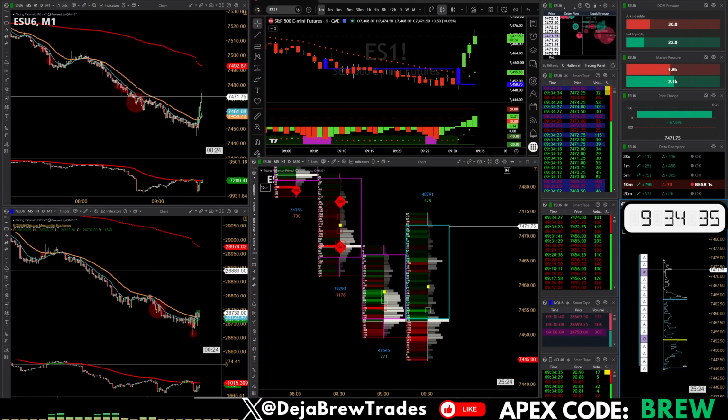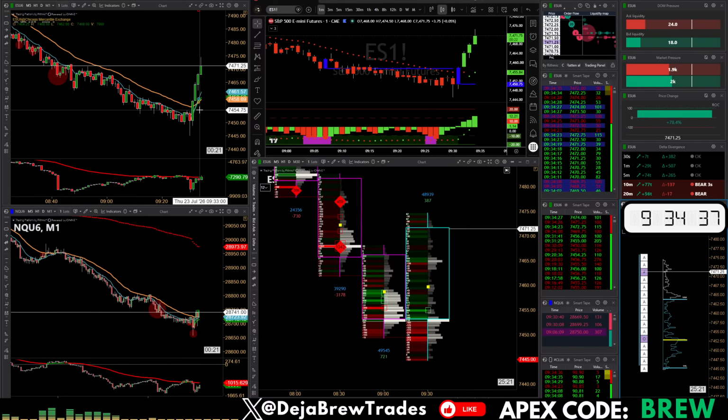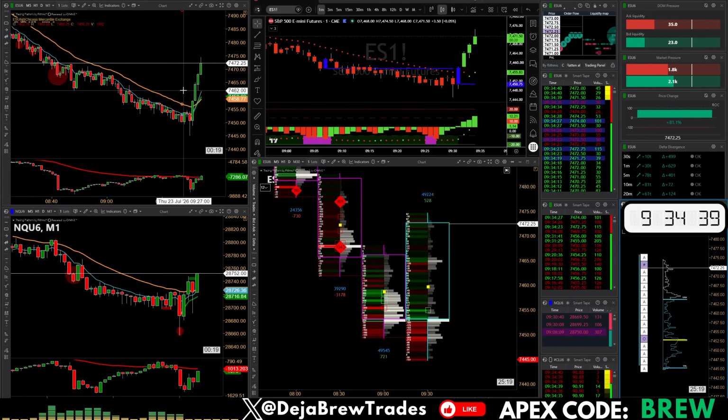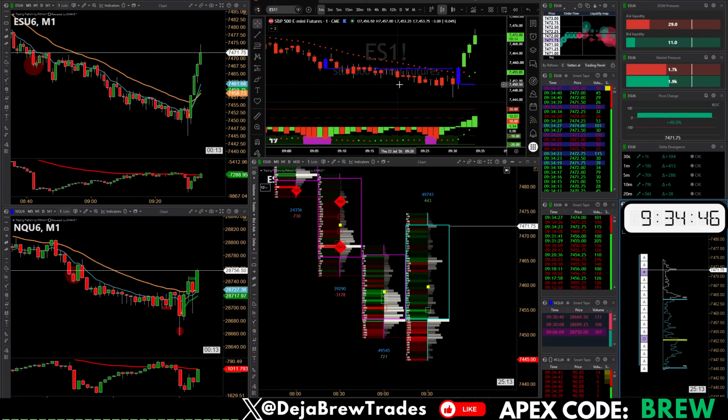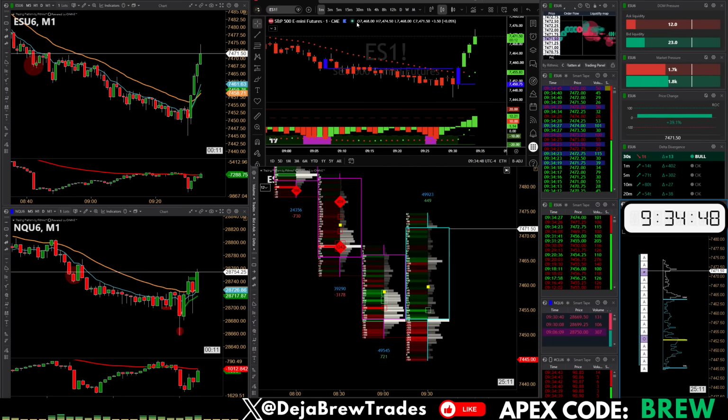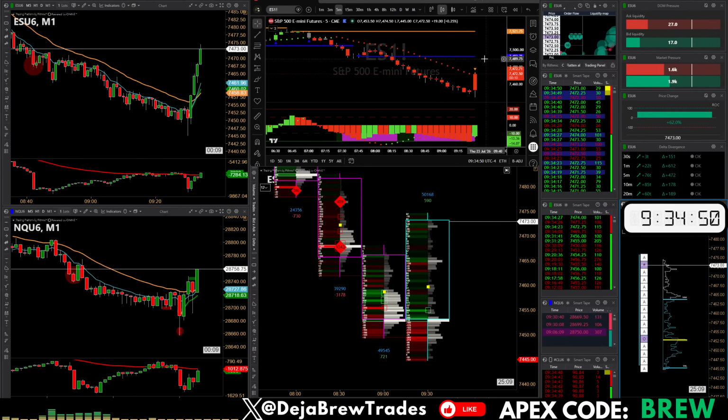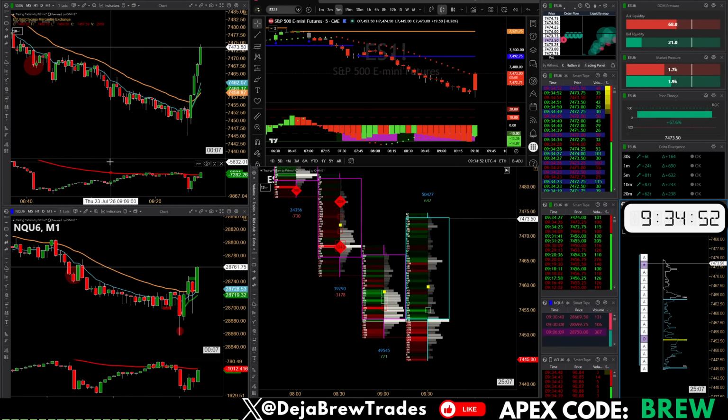Keep an eye on VWAP, 975 and 93, if it does continue here. So 1 minute trail got taken out. Here is the 5 minute trail. So we are starting to waterfall.